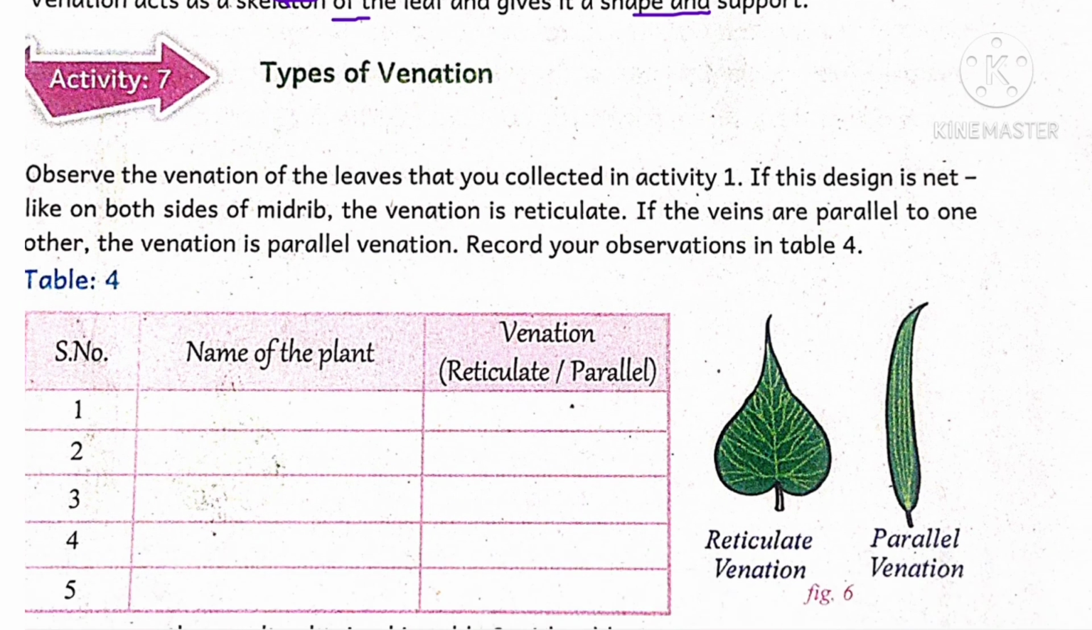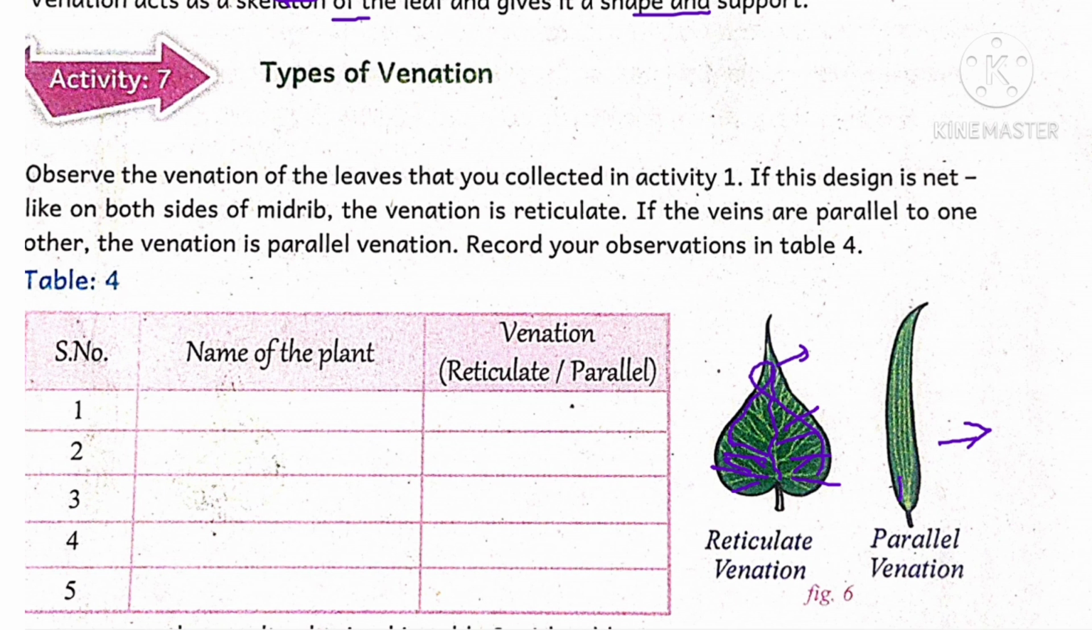And let us observe activity 7, type of the venation. Here, which leaves are given? This one is a peepal leaf, and this one is a grass leaf. This type of venation is called reticulate venation, because it looks like a web or net. It forms a net-like structure throughout the lamina.